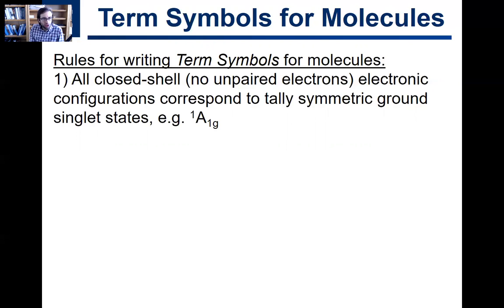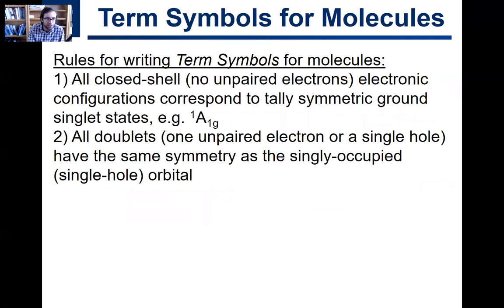All closed shell electronic configurations correspond to the totally symmetric ground singlet states. So these are singlets. They don't have any unpaired electrons. They're going to be singlets with 1, denoted by 1. And they're going to be the totally symmetric representation, so 1s across the board. Typically this will be A1G or AG, depending upon the character table and Mulliken symbols used, but it's the one with 1s across the board, the first vector shown. So that's easy. You've got a singlet, totally symmetric, singlet.